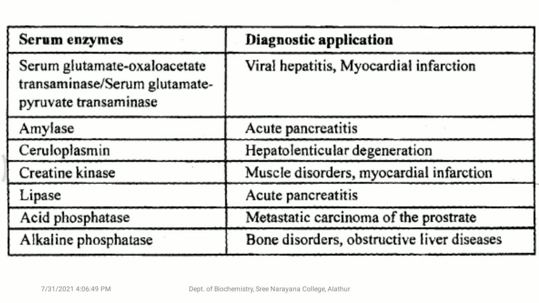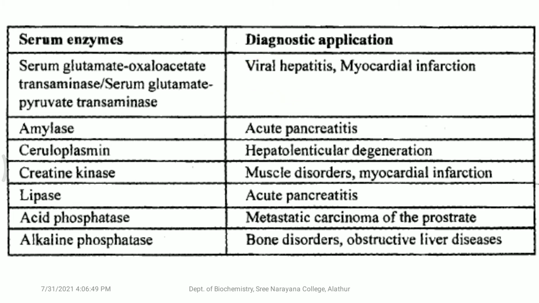And serum enzymes. These are the enzymes present in our blood, in serum, and they are used for a variety of diagnostic purposes. What is meant by diagnosis? Identification of a disease. For example, serum glutamate oxaloacetate transaminase, SGOT, or serum glutamate pyruvate transaminase, SGPT. This enzyme is used for diagnosis of viral hepatitis, myocardial infarction, etc.